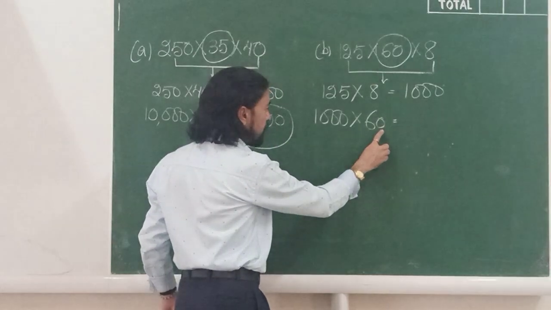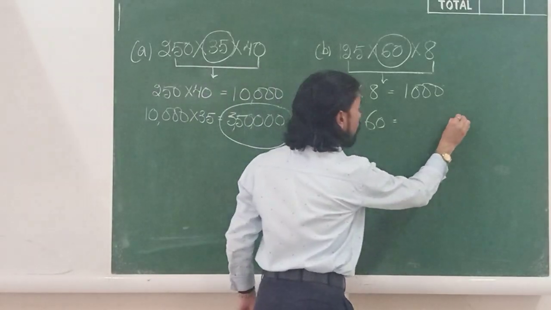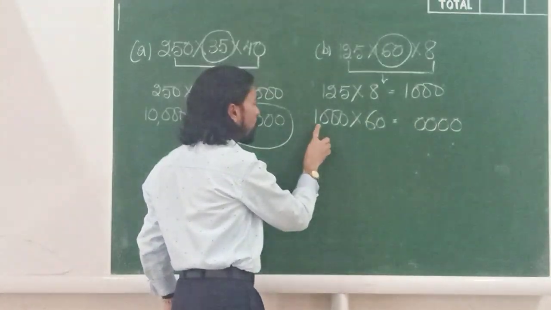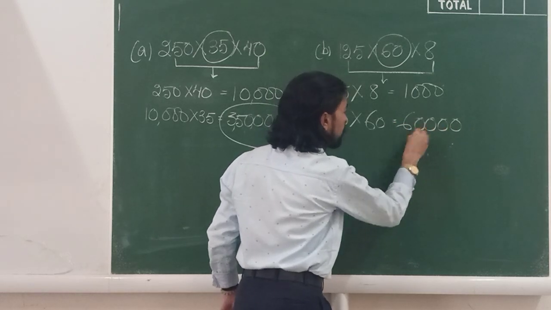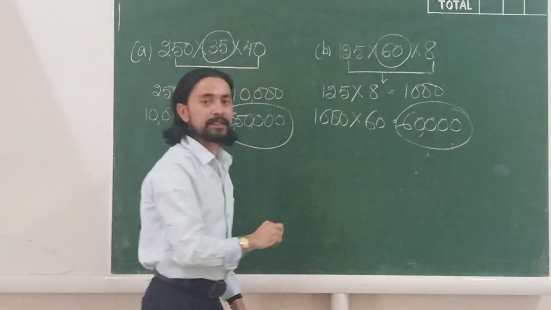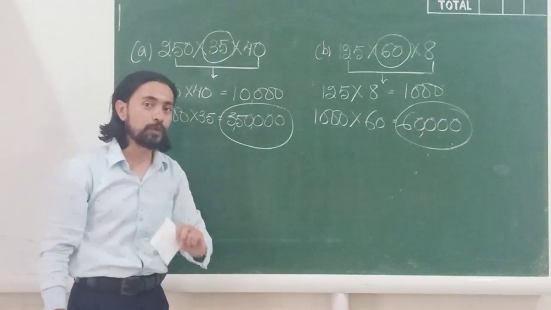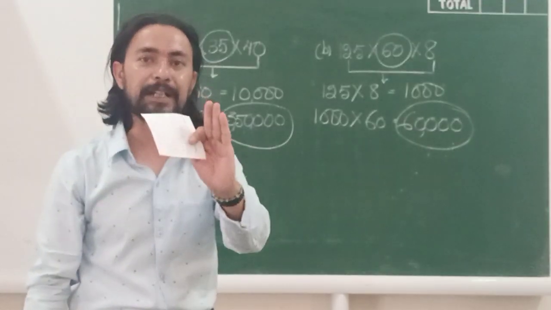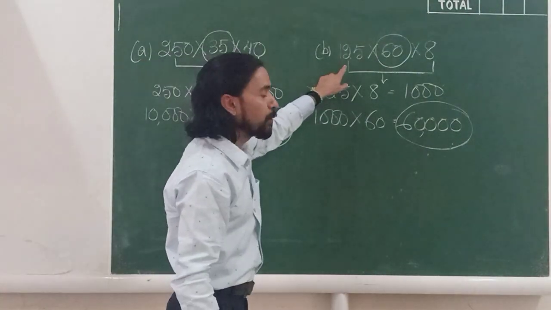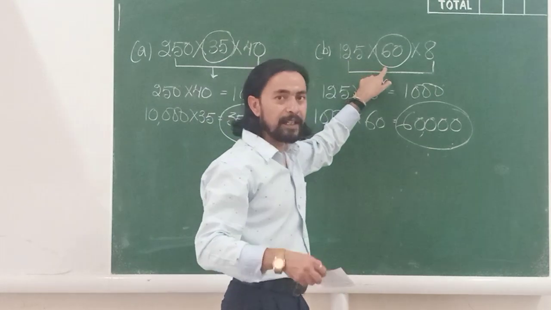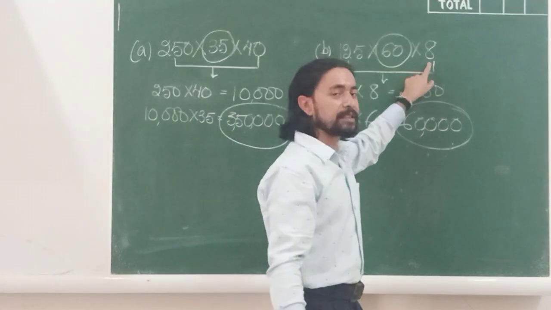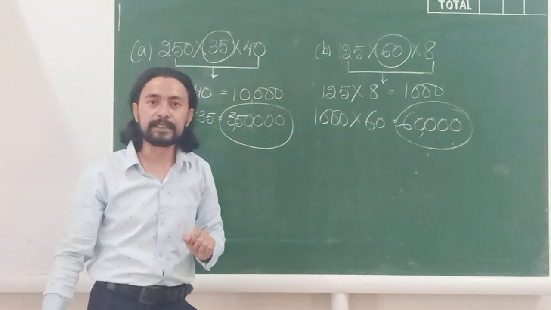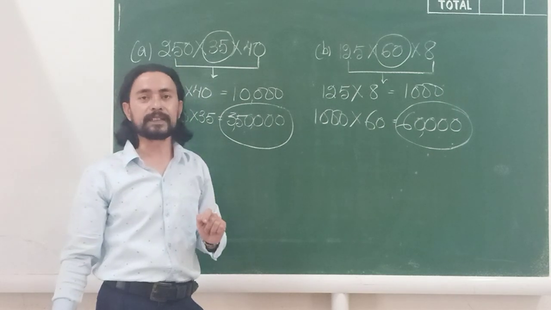How many zeros? 1, 2, 3, 4. What is left? 1 and 6. 1, 6 are 6. My answer, 60,000. But if you have to do it through the methodical way, or the old-fashioned way, the way a multiplication sum has to be done, you would have to take 125, multiply by 60, get an answer, and then multiply that answer by 8. And still you would get 60,000.